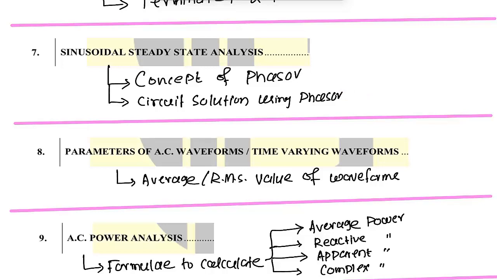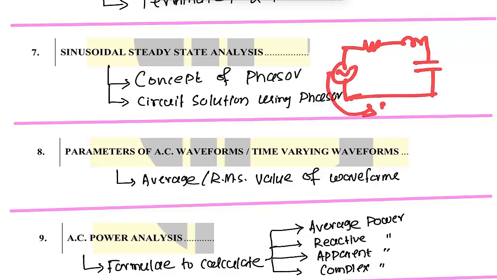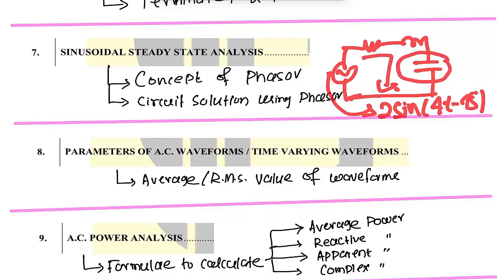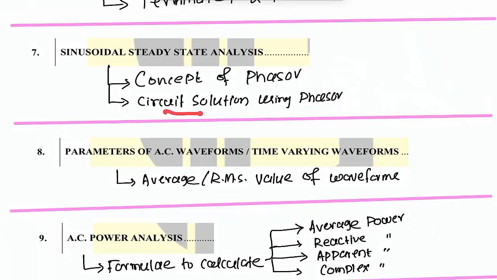So a network will be given, an RLC network will be given. Let's say the network is like this, and this is excited by a sinusoidal source. Let's say 2 sine 4t minus 45 degree, and you'll be asked to find some voltage or some current in the network. So these kinds of problems I mean by circuit solution using phasors.